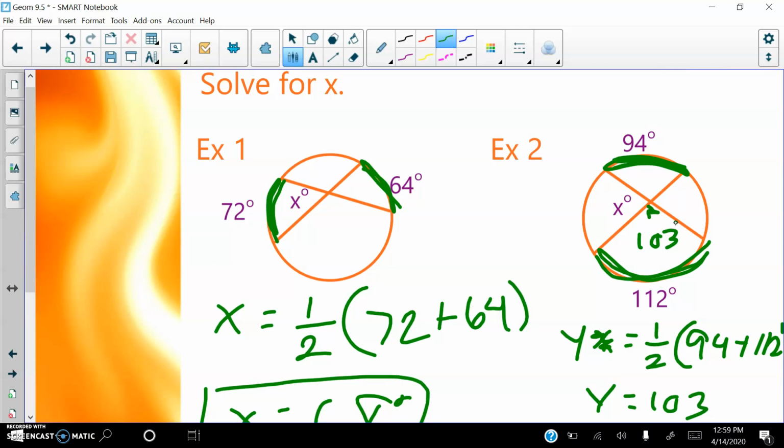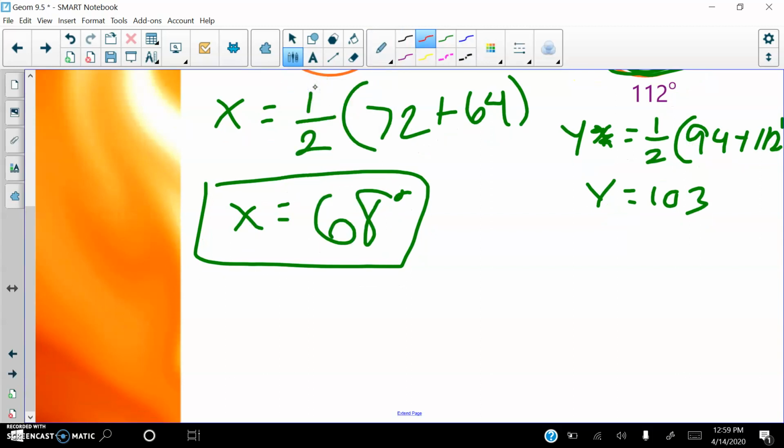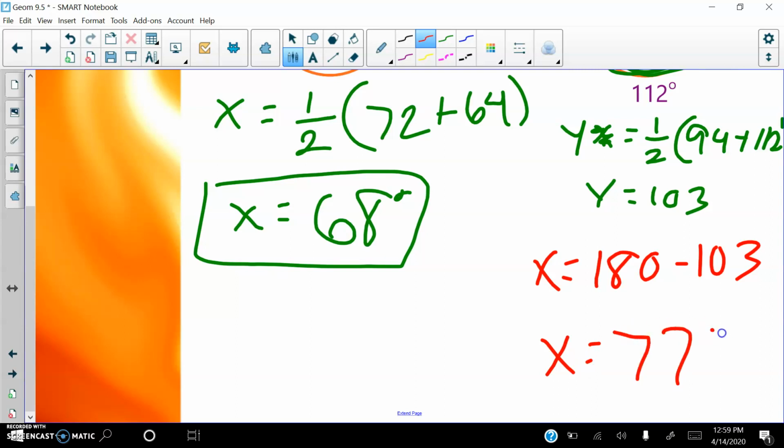Well, I know that right here is a straight line. It has to be 180 degrees. And 103 and x are a linear pair. So in order to find x, I'm going to say x is equal to 180 minus this 103 degrees. And we get x to be 77 degrees.